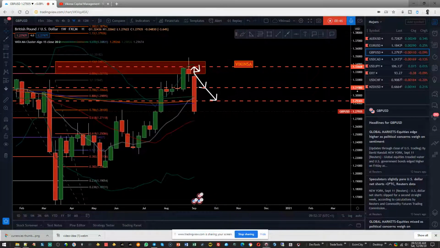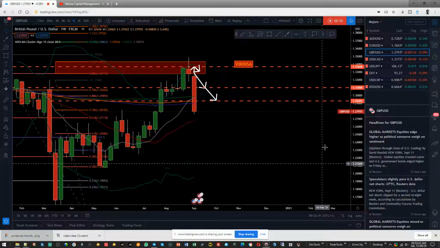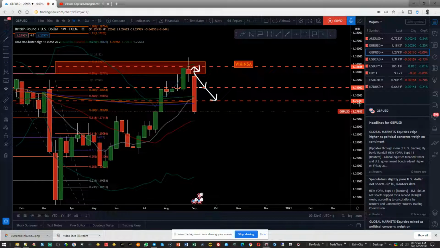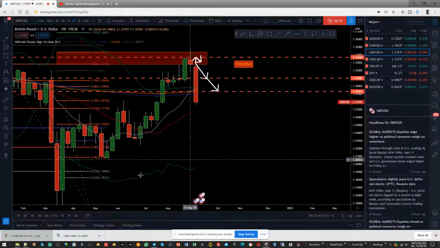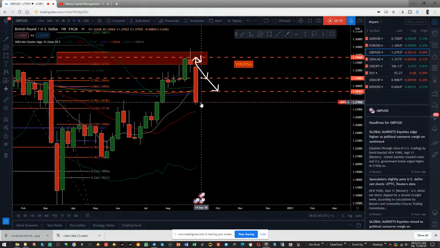The market has been able to reach our profit target of 1.31, and then the next level was 1.29303. So these were the initial profit targets. The market has still not stopped and it is still trying to go back down.